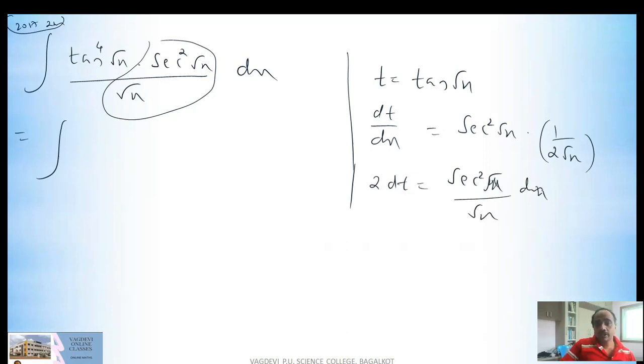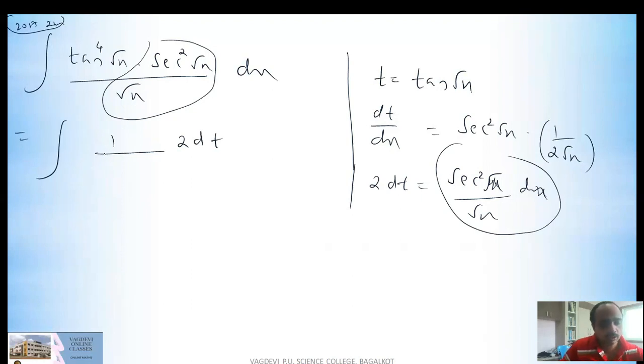The same thing I have to get here: sec square root x divided by root x dx. So that is 2 dt. The entire expression is 2 dt.